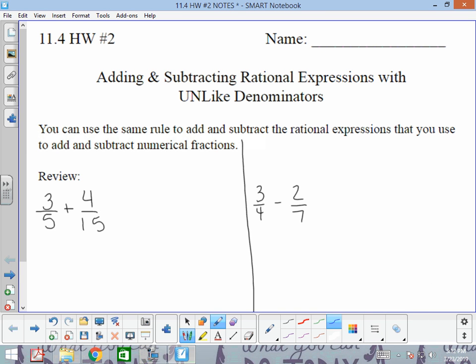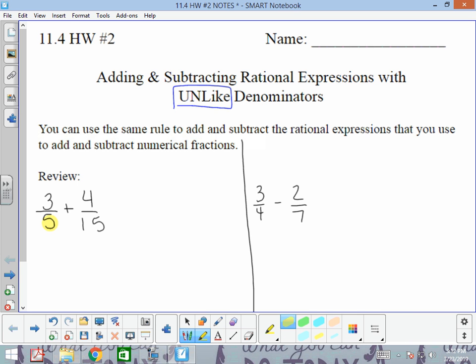Okay, so we've already looked at adding and subtracting rational expressions with like denominators. Now we're going to look at adding and subtracting rational expressions with unlike denominators. So again, we're going to use the same rule to add and subtract rational expressions that we use to add and subtract numerical fractions. But this time we're looking at getting common denominators first, because in order to add and subtract, you must have common denominators.